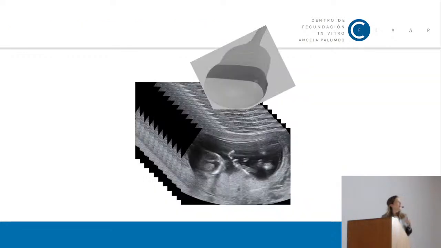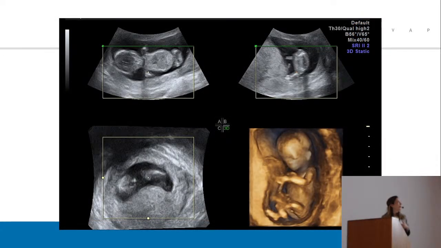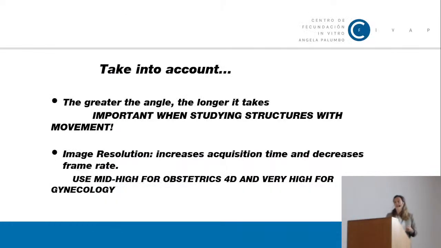And during this scan, like Peter said, the machine is going to take several 2D pictures that will combine to show us the multiplanar view and the render view. We have to take into account when we are doing 3D that the greater the angle, the longer it takes. It's very important when we are studying structures with movement to adjust the angle to the region of interest.